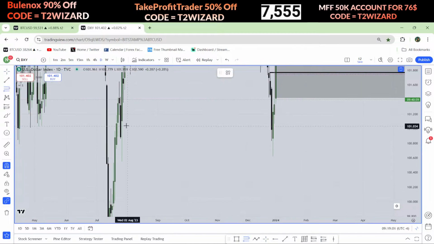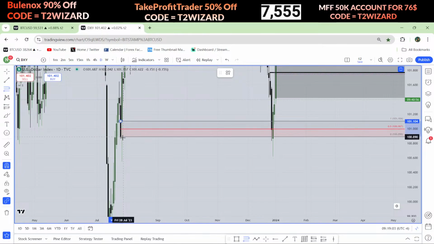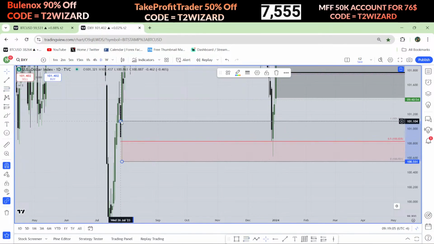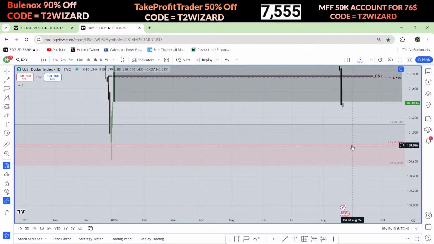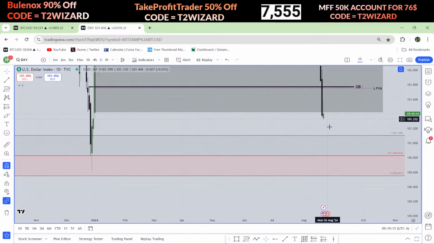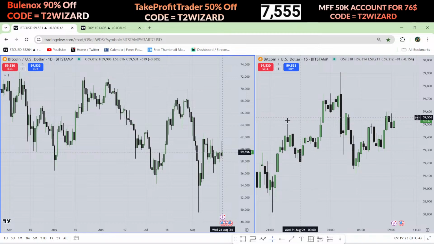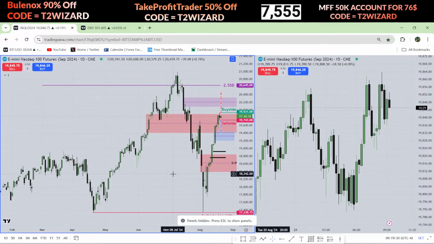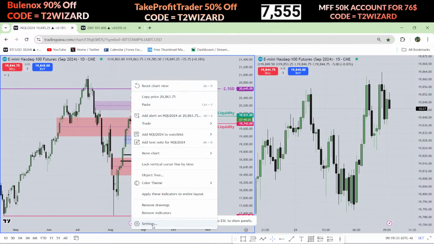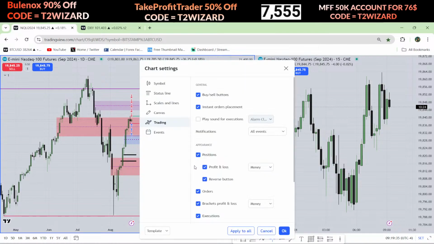Let me actually mark this week. There to there. So for it to hold the price, can it reach that line or not? My next target is this consequent encroachment. That means it is bearish. I'm bullish for Nasdaq. And I'm going to close this position.